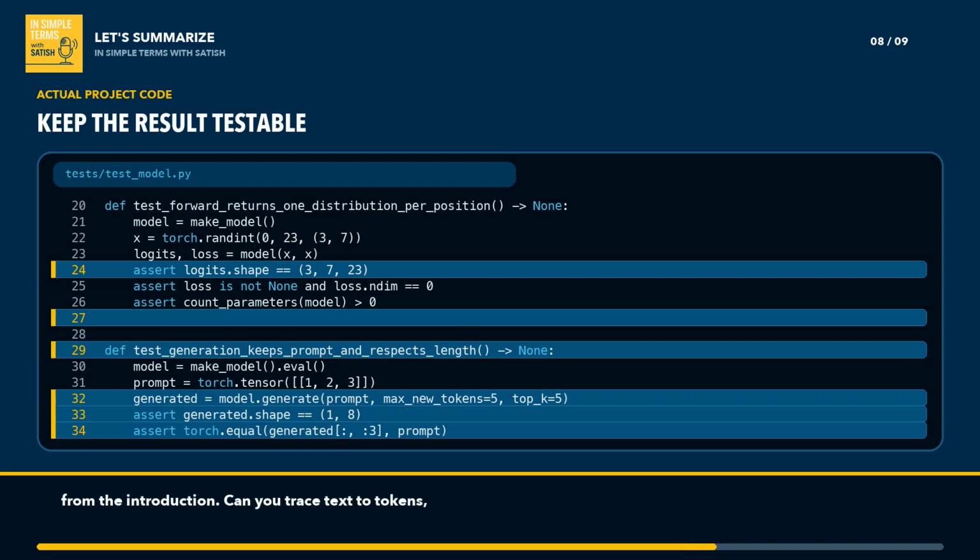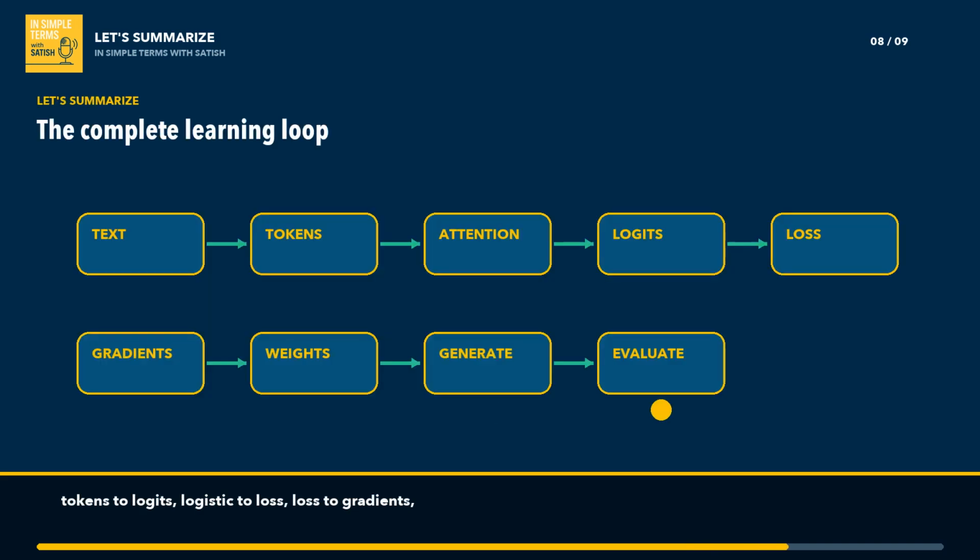Return to the finish line from the introduction. Can you trace text to tokens, tokens to logits, logits to loss, loss to gradients, updated weights to generated text, and generated text to honest evaluation? If you can explain that loop, you now understand the mechanism this project was designed to teach.